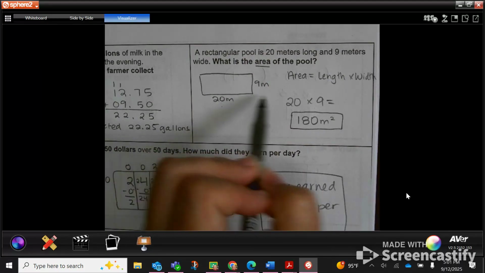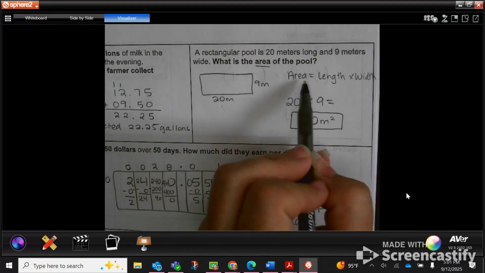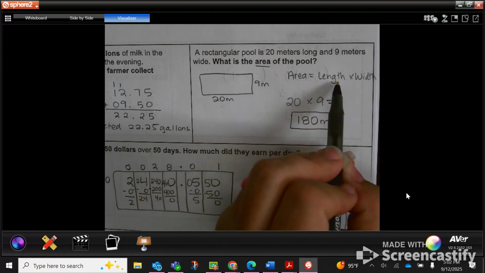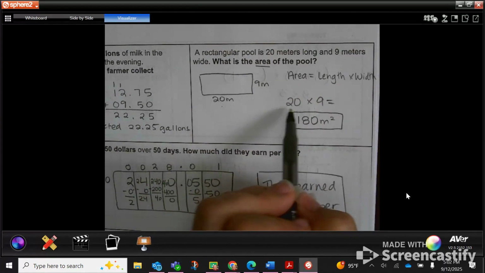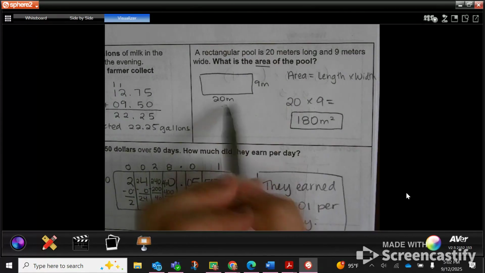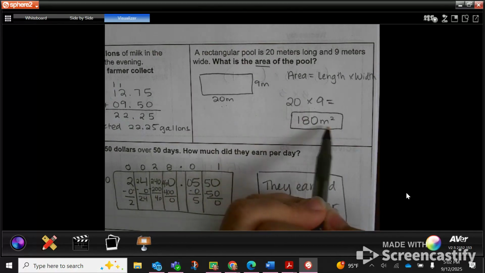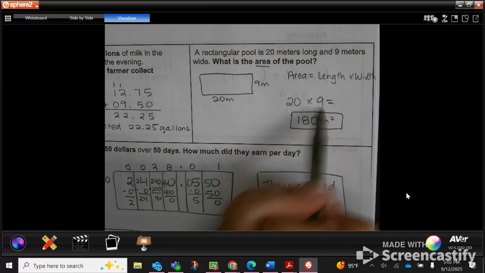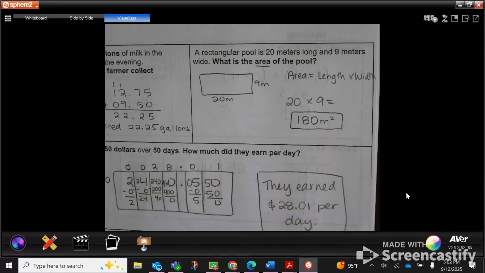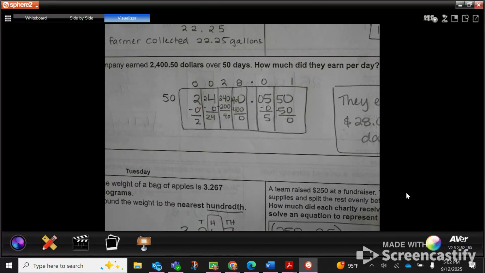In order to find the area of the pool, I have to find out length times width. So my length is 20, my width is 9. I multiply that together. 2 times 9 is 18, and add that 0. So area, length times width. All right, then make this bigger.